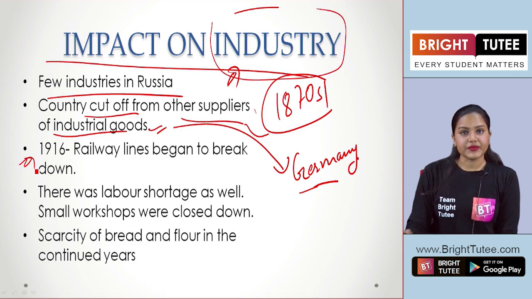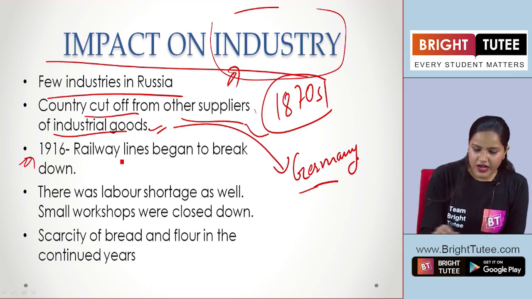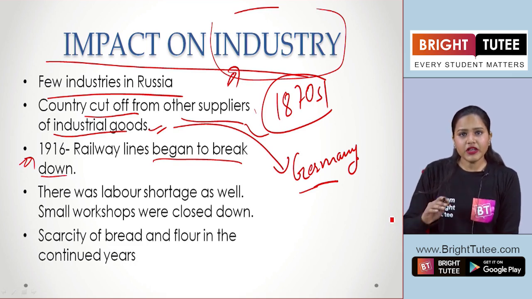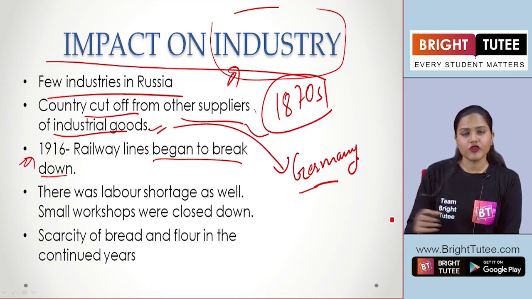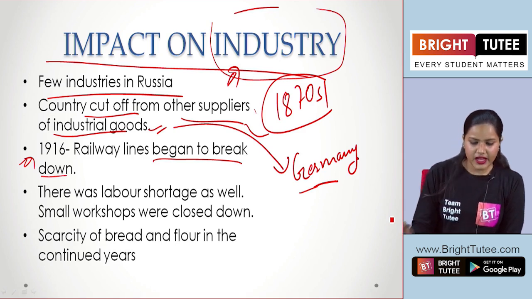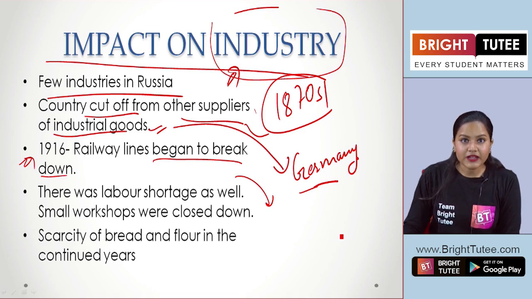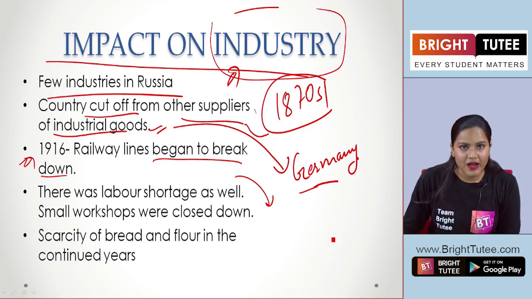Also, what are we seeing? In 1916, railway lines also began to break down. Communication lines were also cut down from different regions, right? Also, when we are talking about war, we know that people had to be recruited in the army.